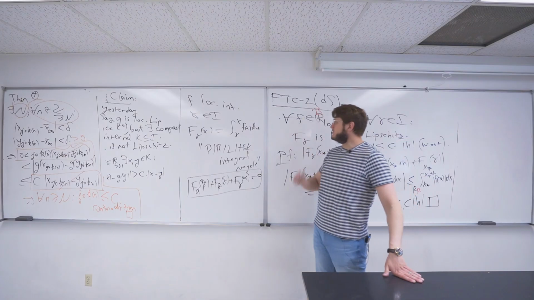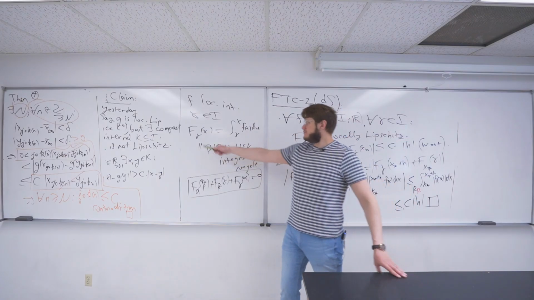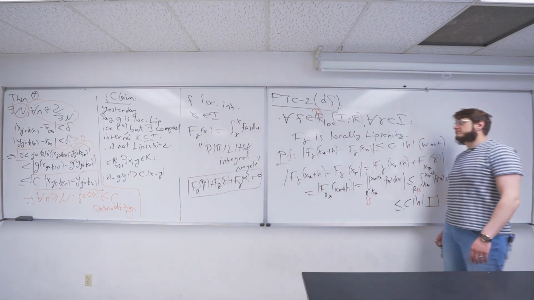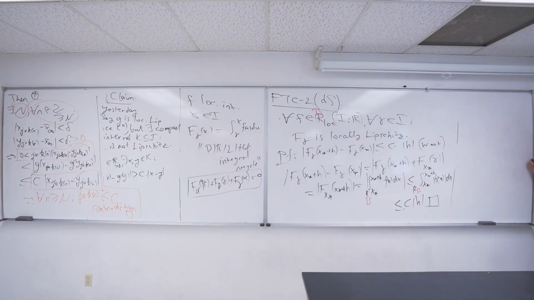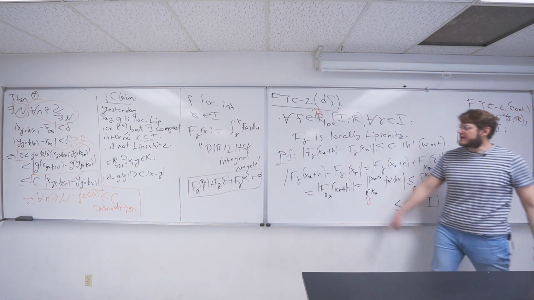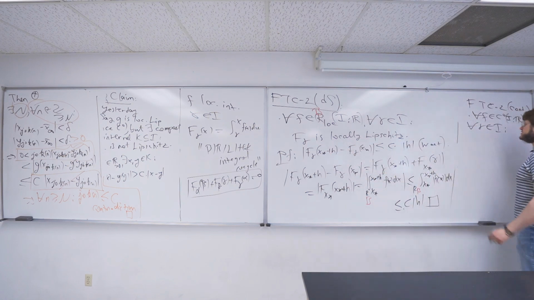So if I start with an integrable function, lowercase f, then this uppercase f is going to be at least continuous. That's the first part of FTC2. FTC2 continued. If I start with a continuous function, then for any gamma, I want this to be differentiable, and I want its derivative to be lowercase f.